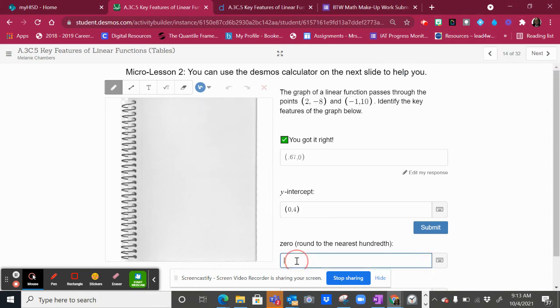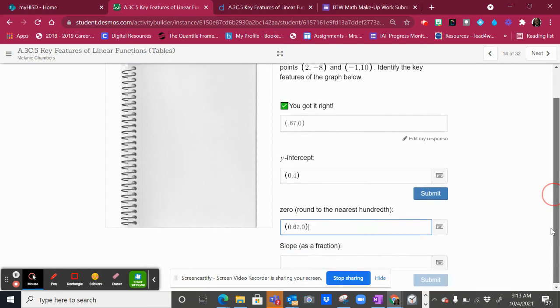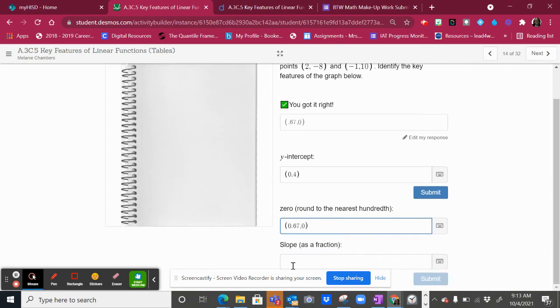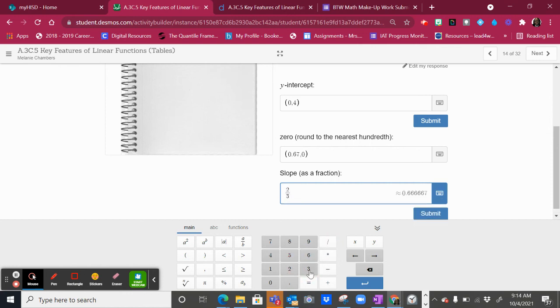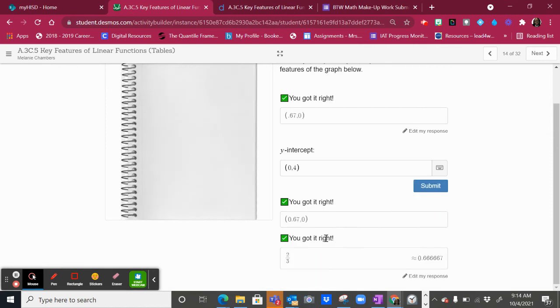So here we go. I don't know if they write this one as a point or not, but we're going to check it out to see which one it will accept. And I'm going to press submit. On that one, as a fraction, it is 2 divided by 3. Let's see if we can make that happen. 2 divided by 3. And we press submit. And we got them both right.